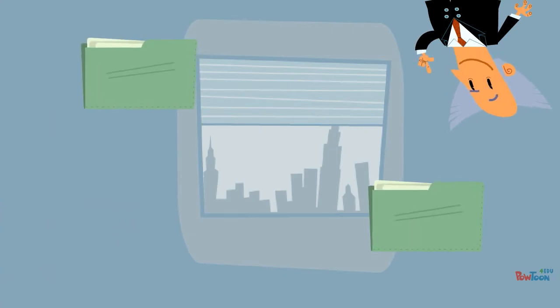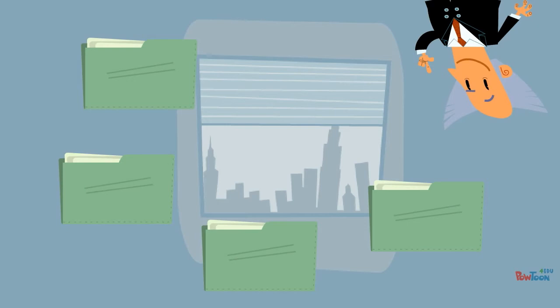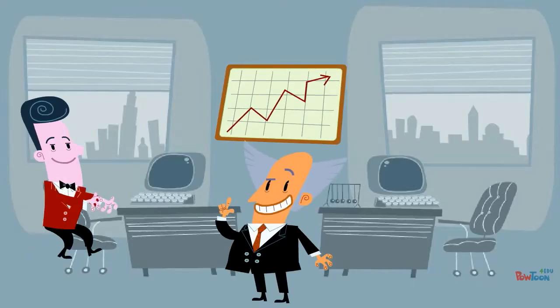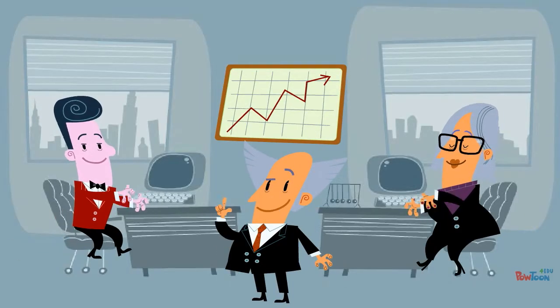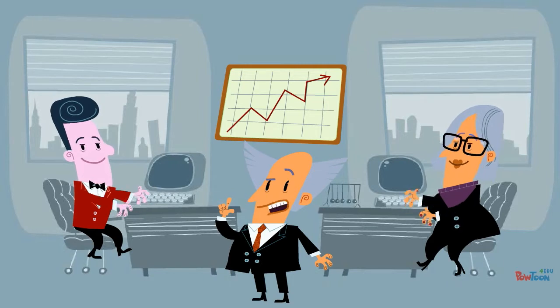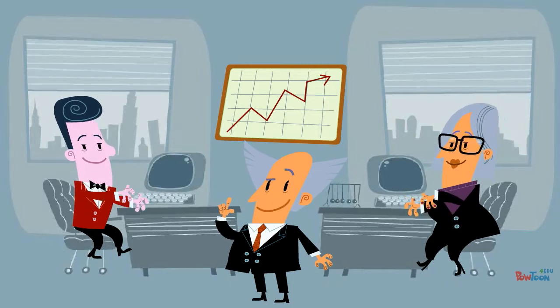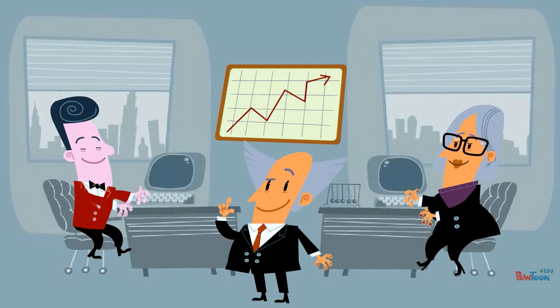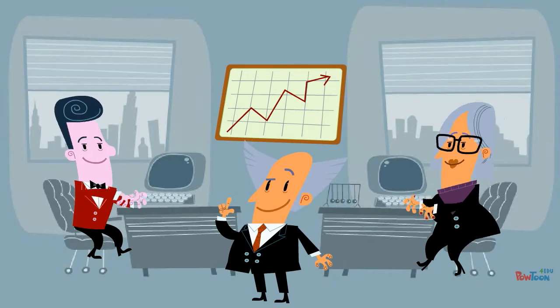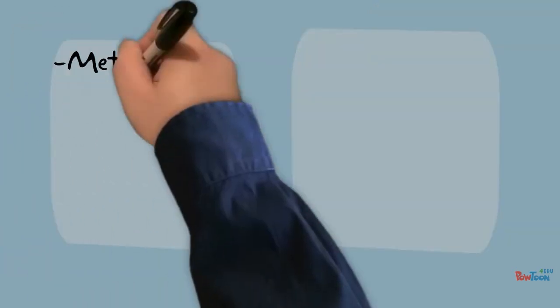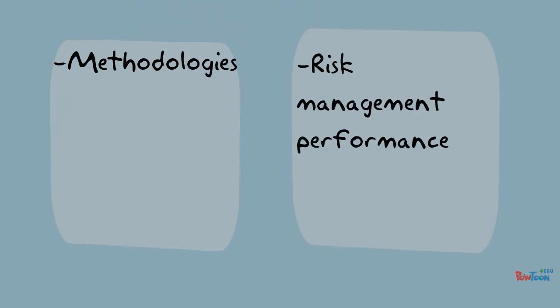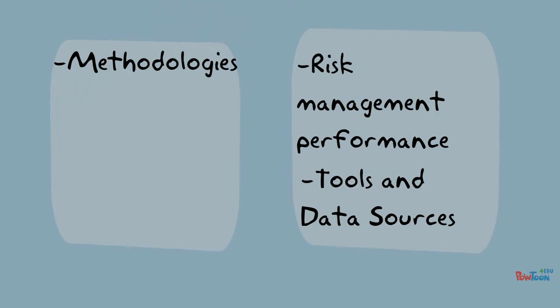A risk management plan documents the procedures for managing risk throughout the project. Project teams should hold several planning meetings early in the project lifecycle to help develop the risk management plan. In order for you to create a successful risk management plan, you will want to include these topics. Methodologies. How will risk management be performed on this project? What tools and data sources are available and applicable?